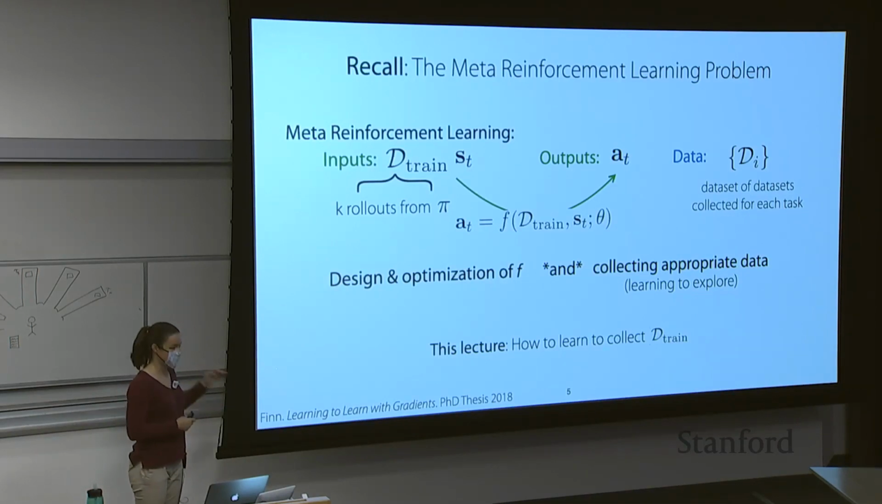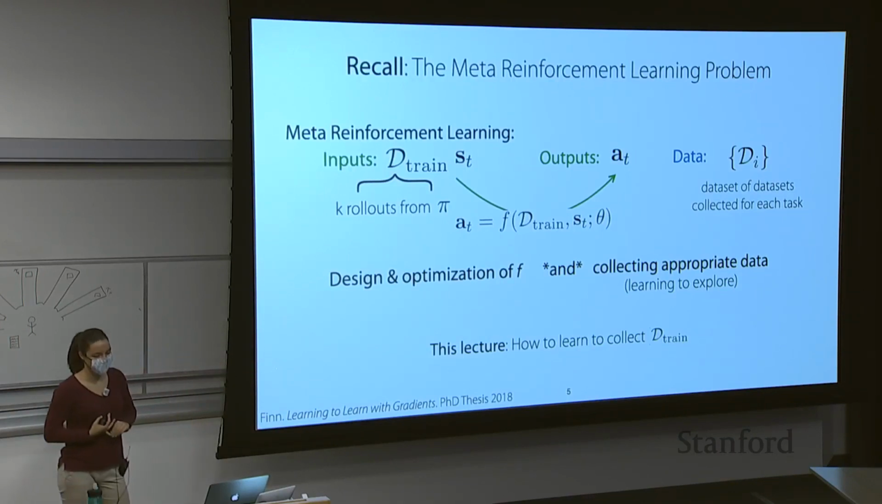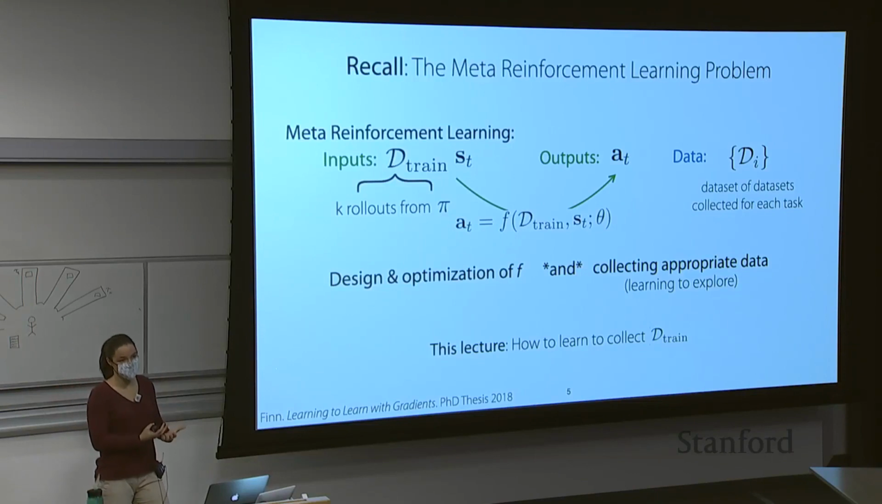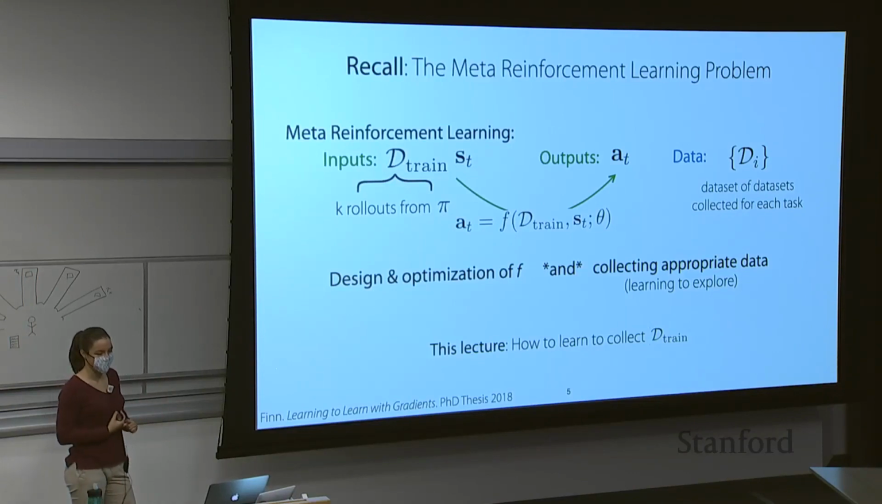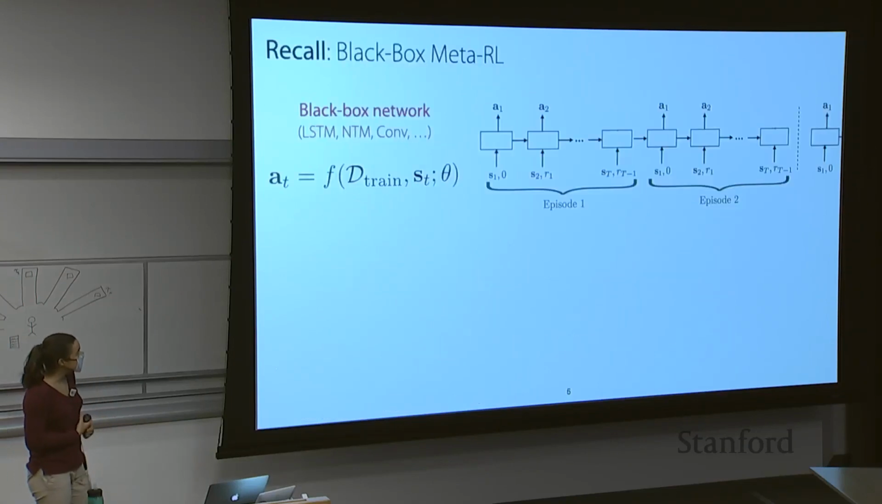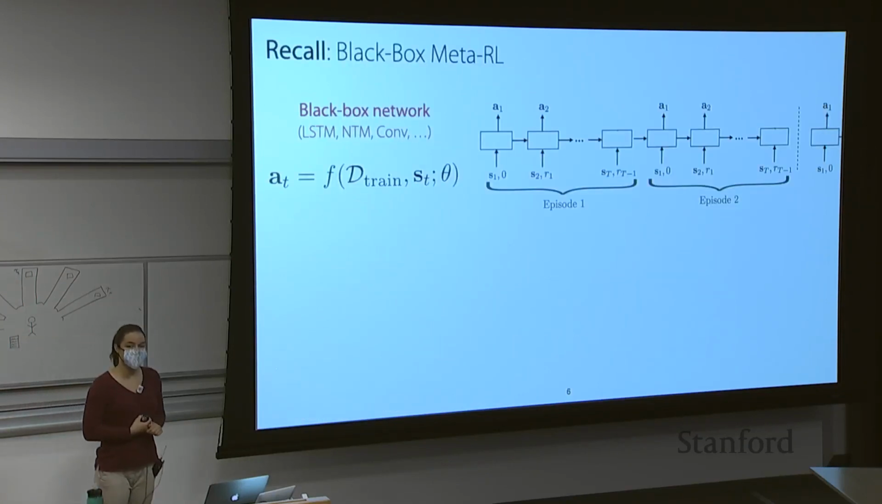We sort of swept this under the rug on Monday, and there are actually circumstances where exploration is quite non-trivial, and you want to learn a more sophisticated exploration strategy, where you're actually optimizing for the exploration strategy rather than something more arbitrary. And in today's lecture, we're going to be focusing on black box meta-RL methods. Last time we also talked about optimization-based meta-RL, but here we're really going to be focusing on black box methods.